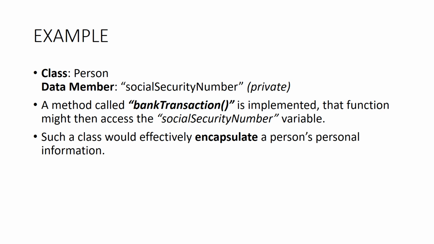Then I can go with another example of the OOPS concept. Let us consider class person, with data member social security number. It's private data, used to secure the data. A method called bank transaction is implemented, and that function might access the social security number as a variable. Such a class effectively encapsulates a person's personal information. So here the person's personal information is encapsulated within the person.